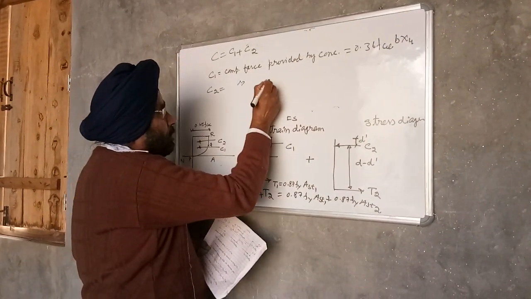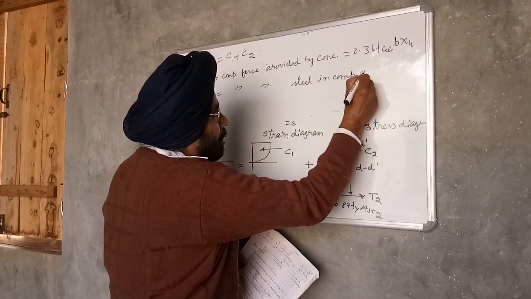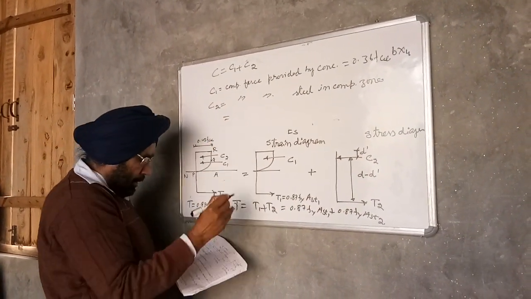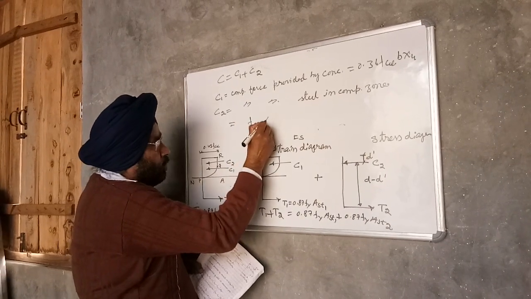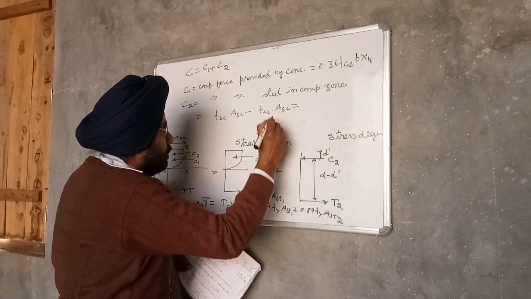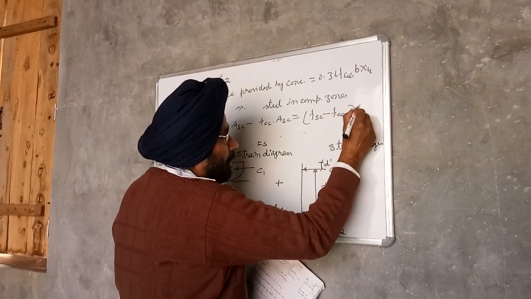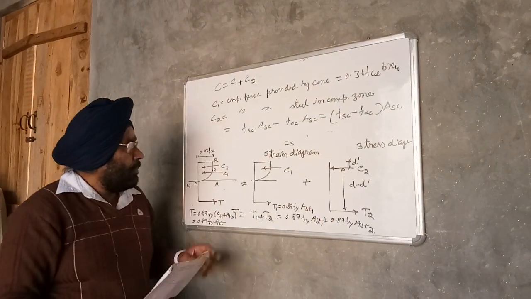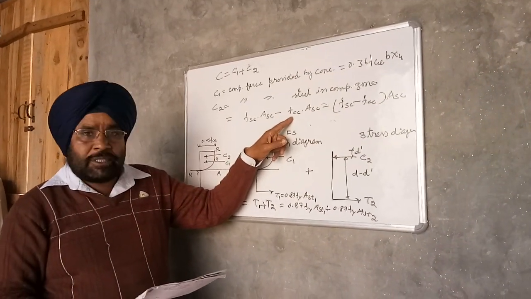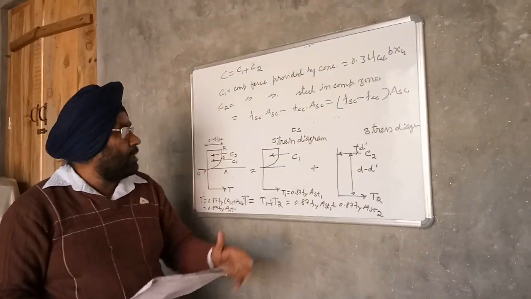C2 is the compressive force provided by steel in the compression zone. So this is equal to fsc into Asc minus fcc into Asc, which is equal to (fsc minus fcc) into Asc. Where fsc is the stress in steel in compression, fcc is the compressive stress in concrete at the level of compression steel, and Asc is the area of the compression reinforcement.